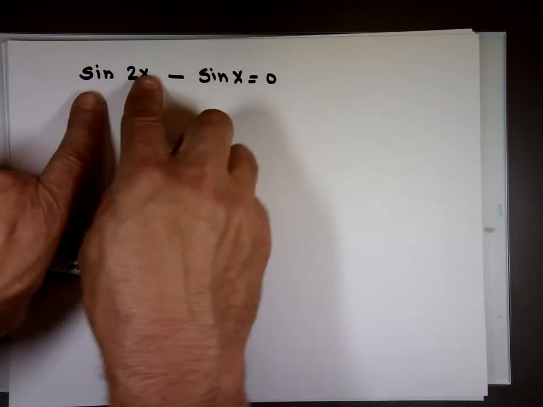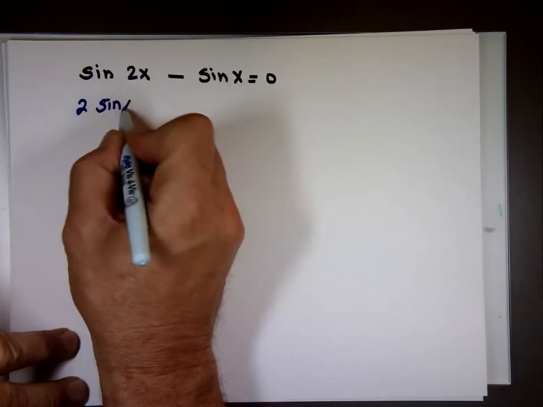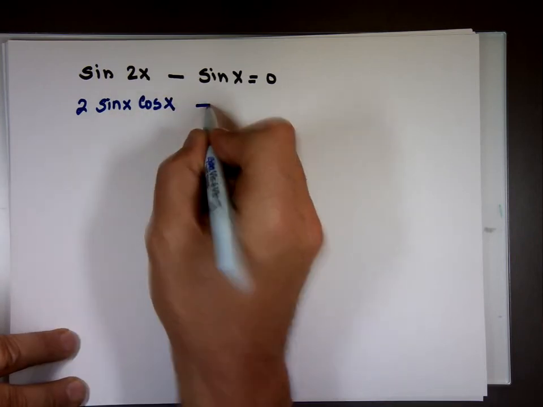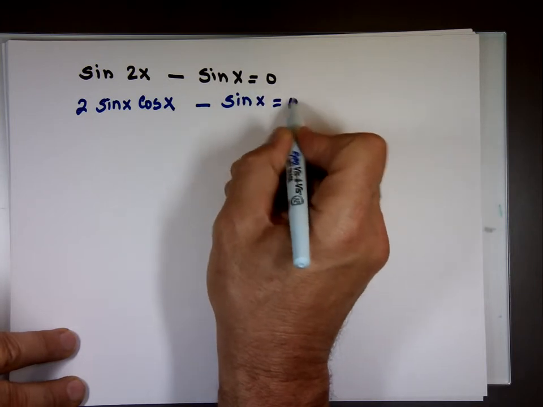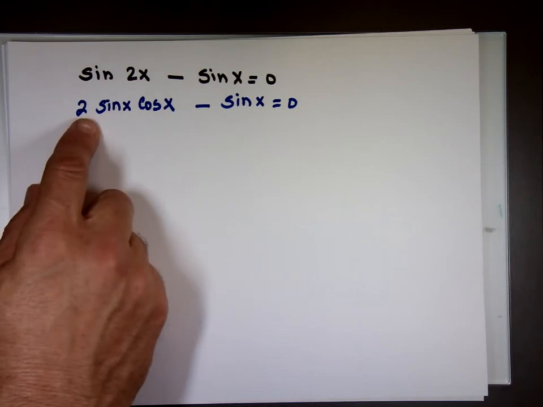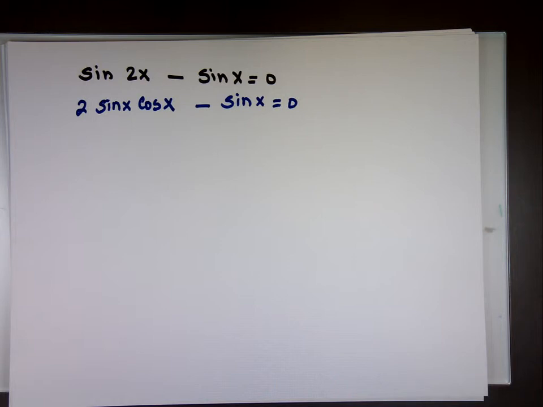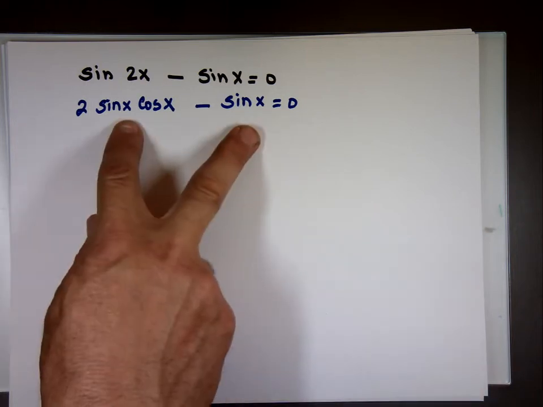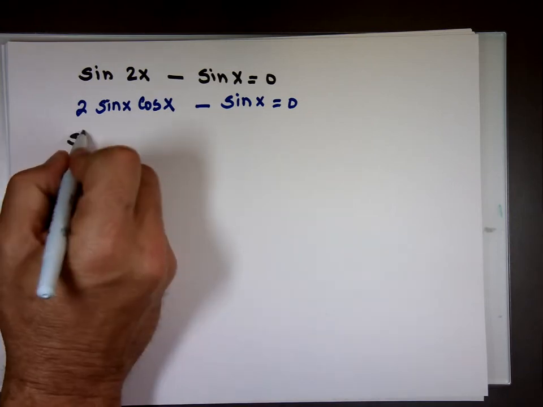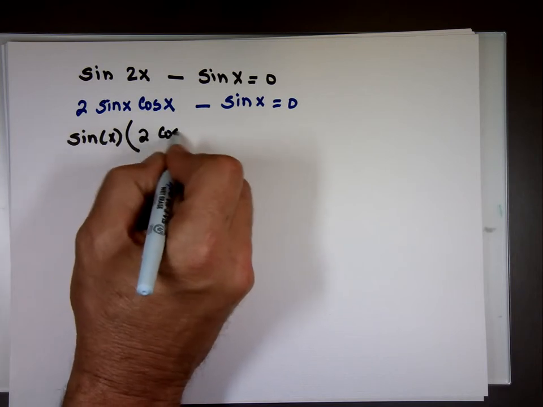So I need to take that sine 2x and somehow change it to sine x. Well, let's look at the board. That's 2 times sine x cosine x, right? So if I do that substitution here, 2 sine x cosine x minus sine of x should equal 0. I did a substitution, sine 2x, equation number 14, 2 sine x cosine x. Now I can factor the sine x out of both of these. If you factor sine x out, what's left? 2 cosine x minus 1.